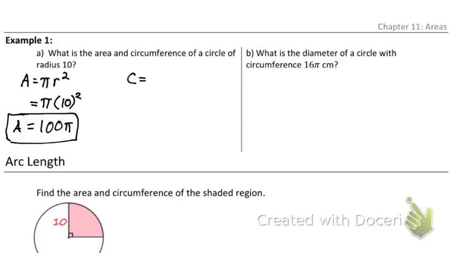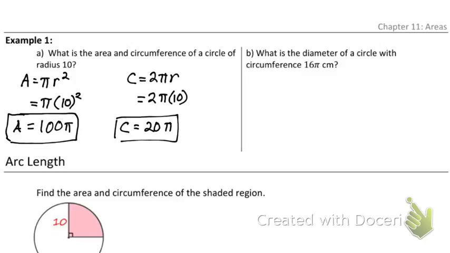Circumference with radius is 2 pi r. Our radius is 10, so we have 2 times pi times 10. But because I'm multiplying, we can use the commutative property to switch these places, so I can just do 2 times 10 to give me 20 pi. So our circumference equals 20 pi. Rough stuff, right?